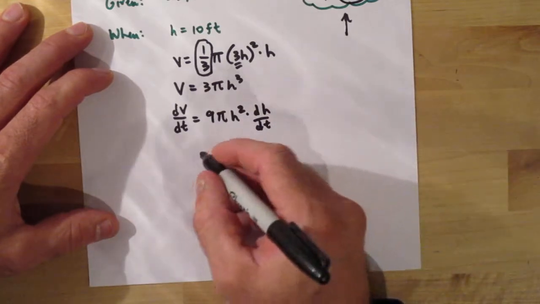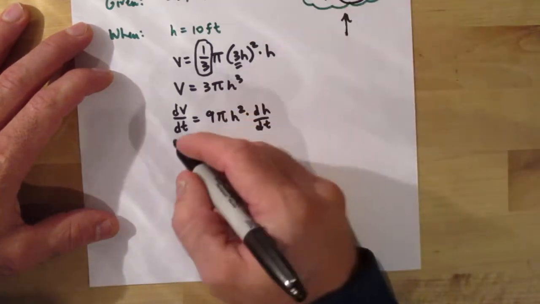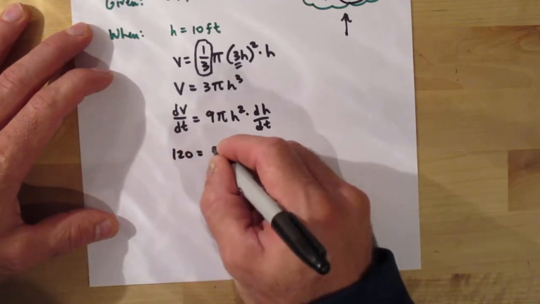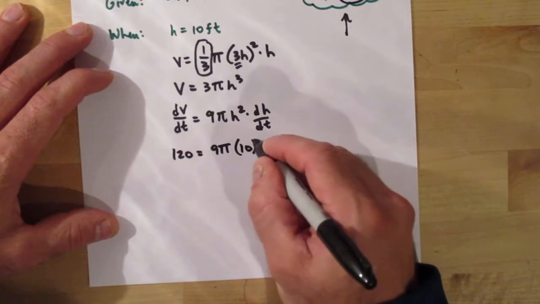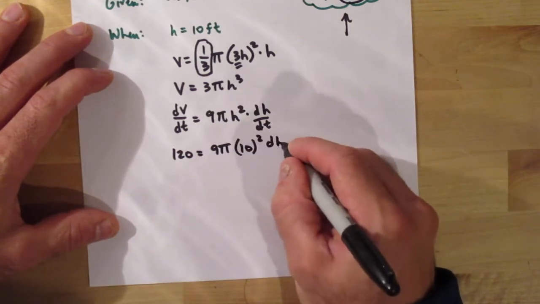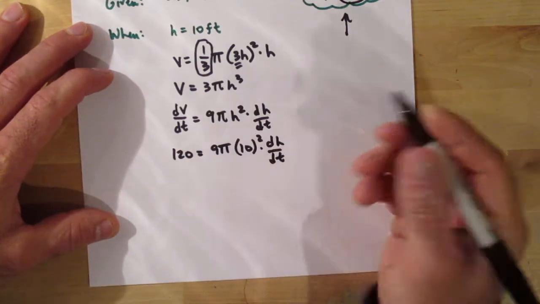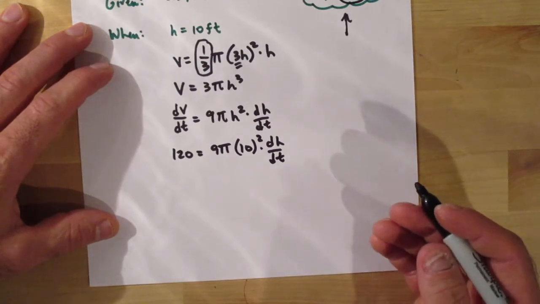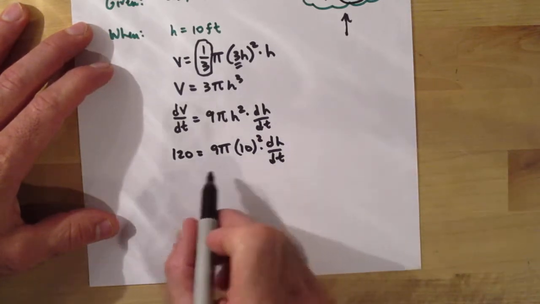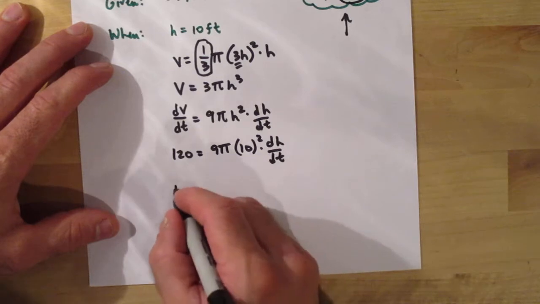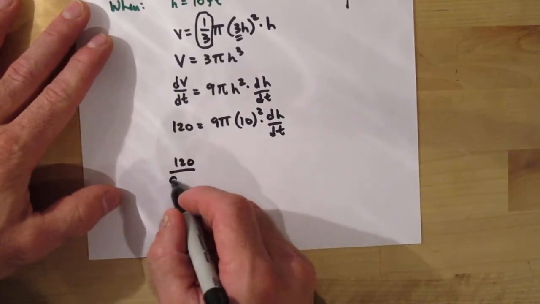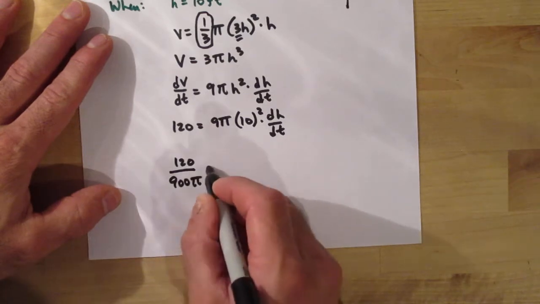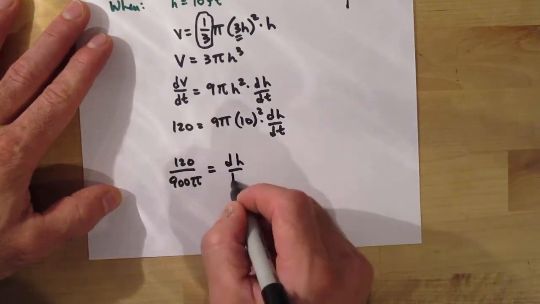That's something we got to get comfortable with. We know dV/dt is 120. We know h is going to equal 10. Now we're trying to isolate dH/dt. If I'm doing this right, I think I'm going to reduce this correctly. This would be 120 over 900 pi is equal to dH/dt.